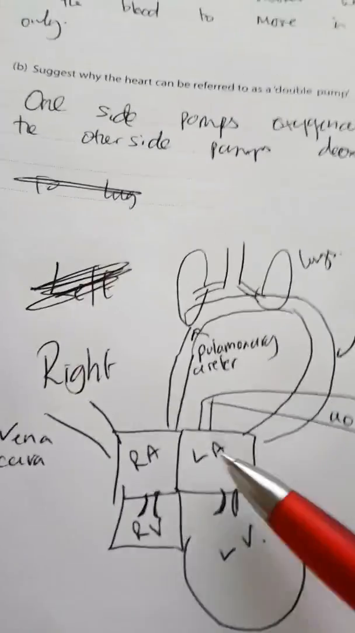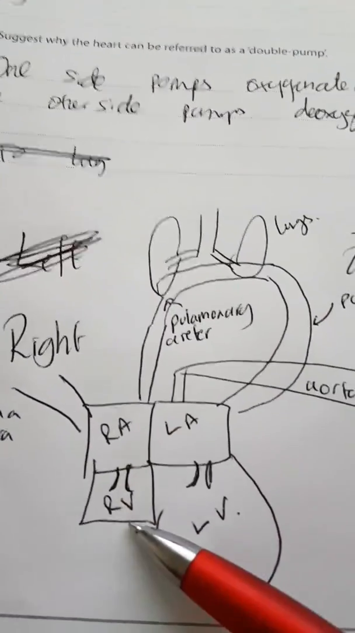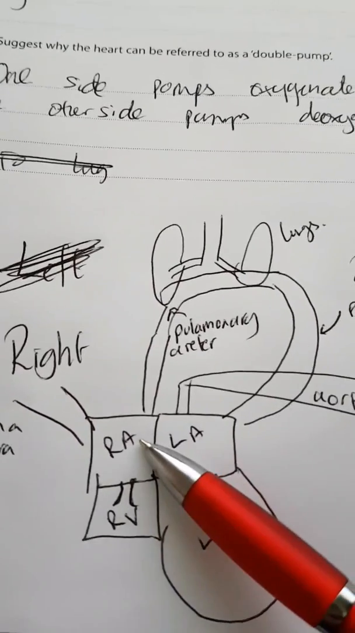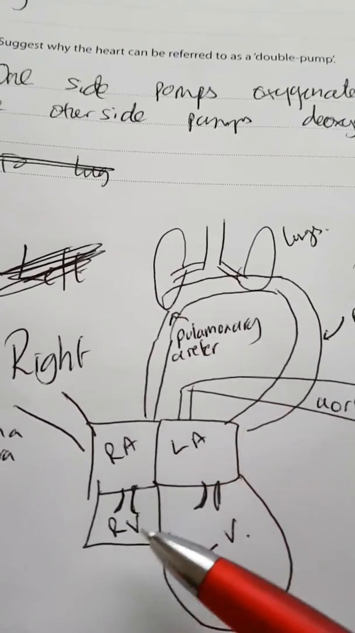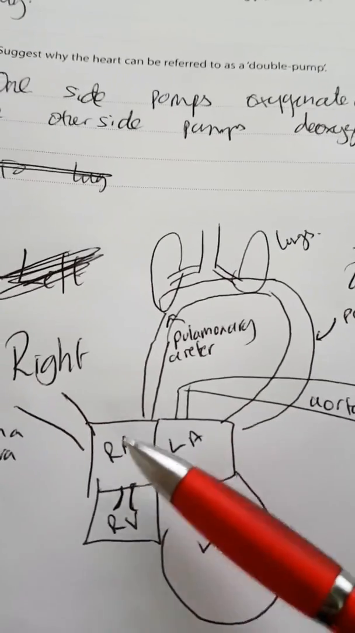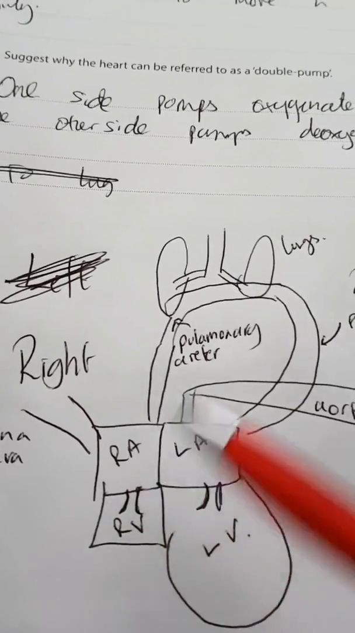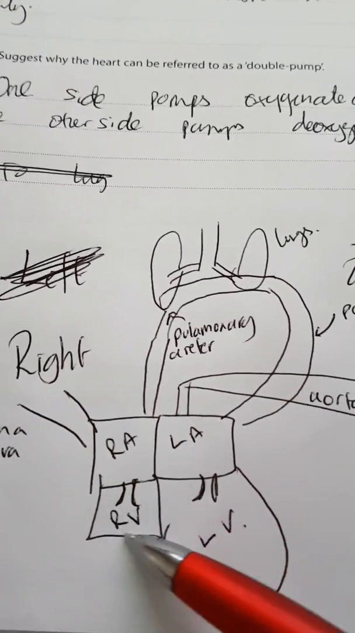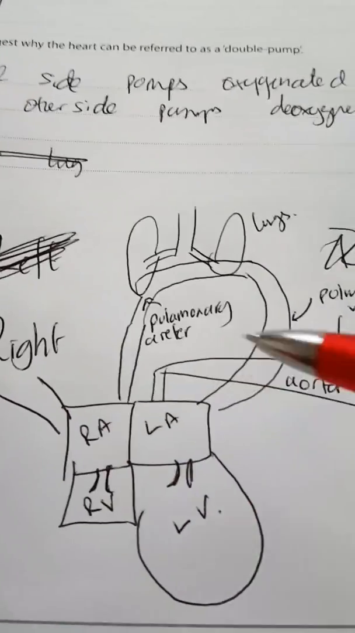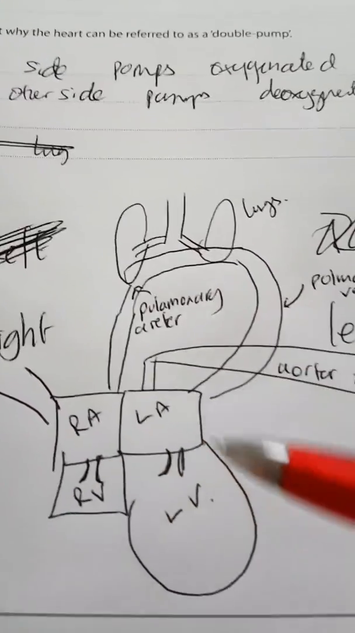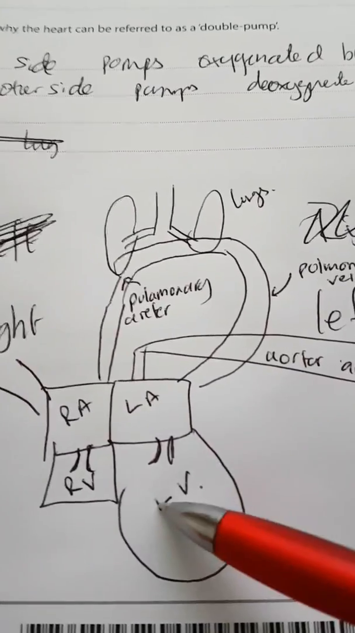So the top two chambers begin with A and the bottom two chambers begin with V. The reason for that is because A comes in the alphabet first and V comes last. So that's how I remember it. A at the top, V at the bottom. So this section here is called the right atrium. This section here is called the right ventricle. This chamber here is called the left atrium, and this is the left ventricle.